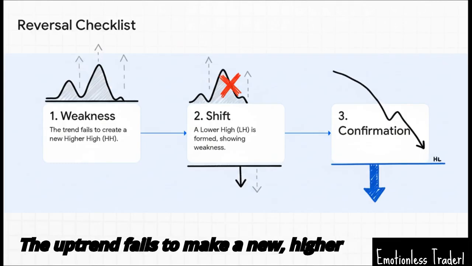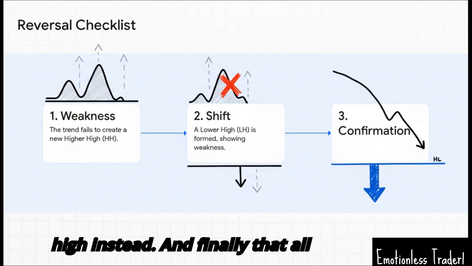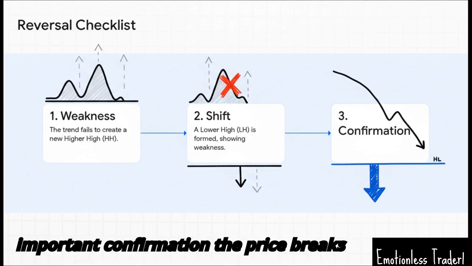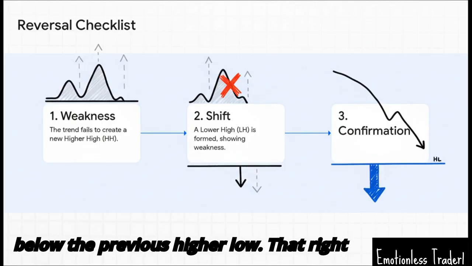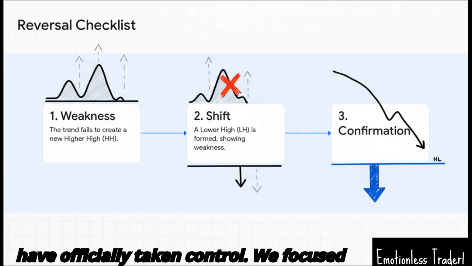First, weakness, the uptrend fails to make a new higher high. Second, a shift, it creates a lower high instead. And finally, that all-important confirmation, the price breaks below the previous higher low. That right there is your signal that the sellers have officially taken control.